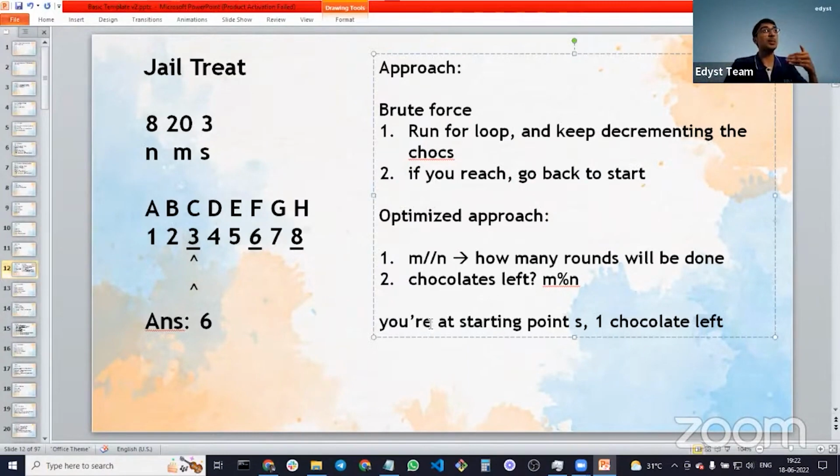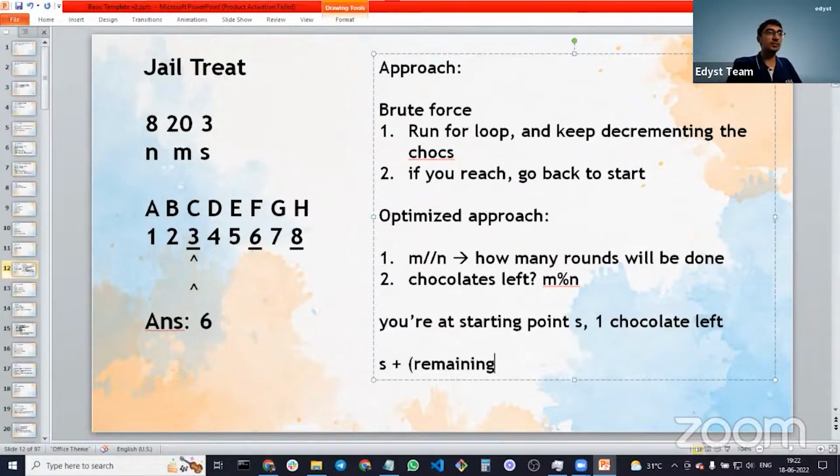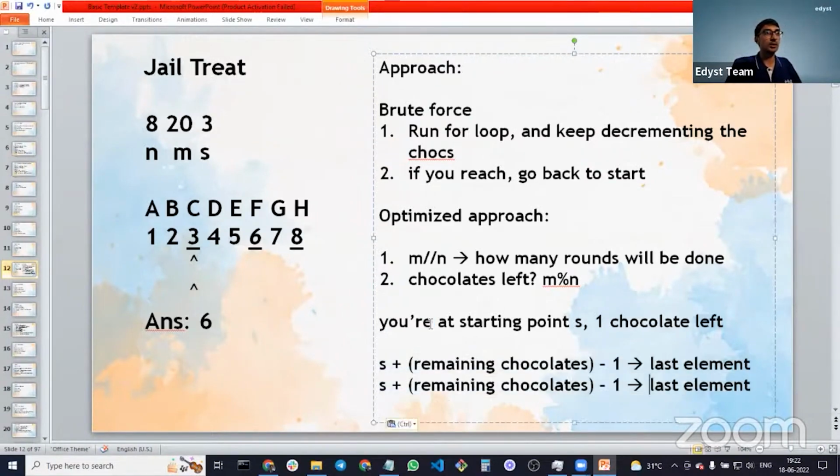If you have 2 chocolates, S plus 1 will get it. S will get 1 and the next one will get 1. Meaning that S plus remaining chocolates minus 1 will give you the last element, the person who gets the bad chocolate, the awful chocolate. What is the remaining chocolates? As we saw, the remaining chocolates are nothing but M modulo N. This is the formula. If you got this formula, this was the answer.